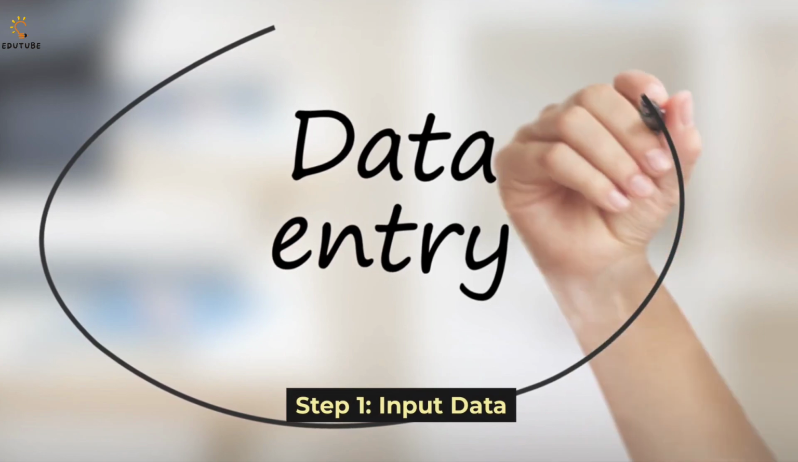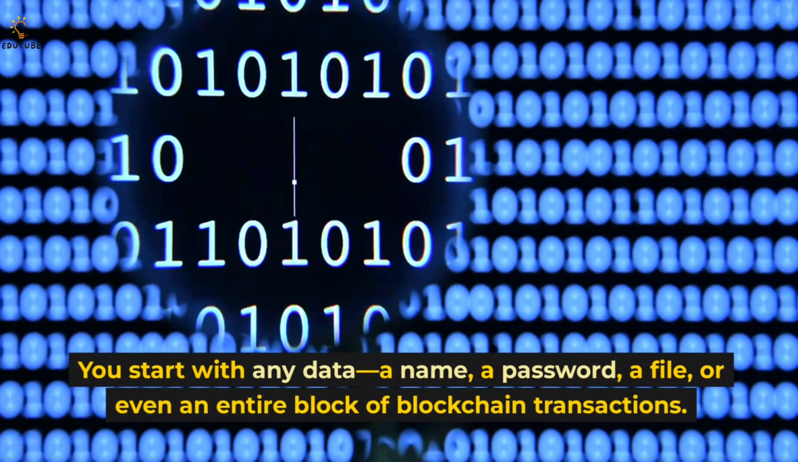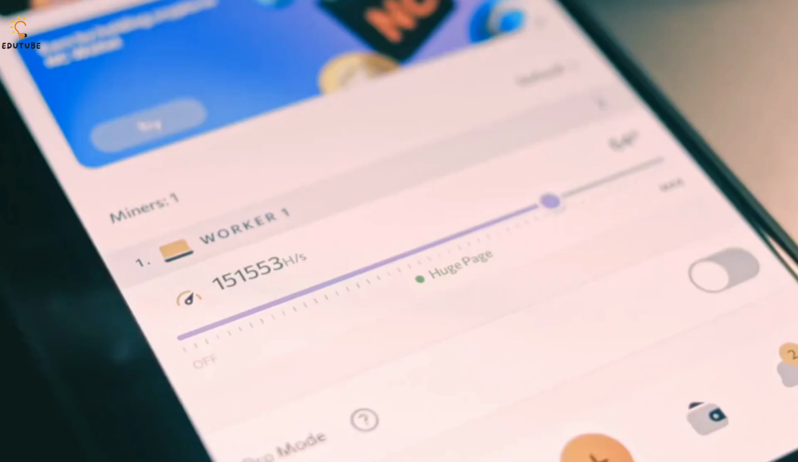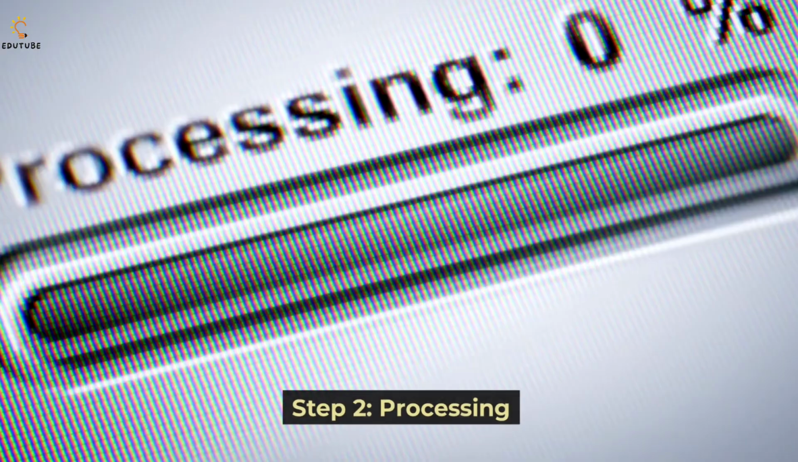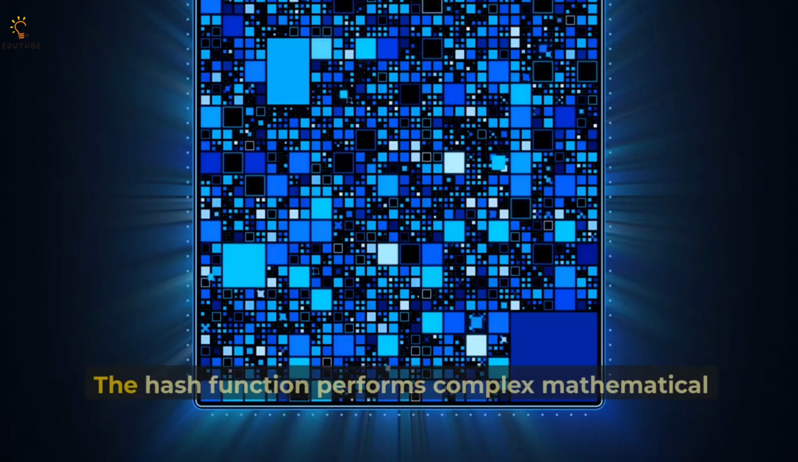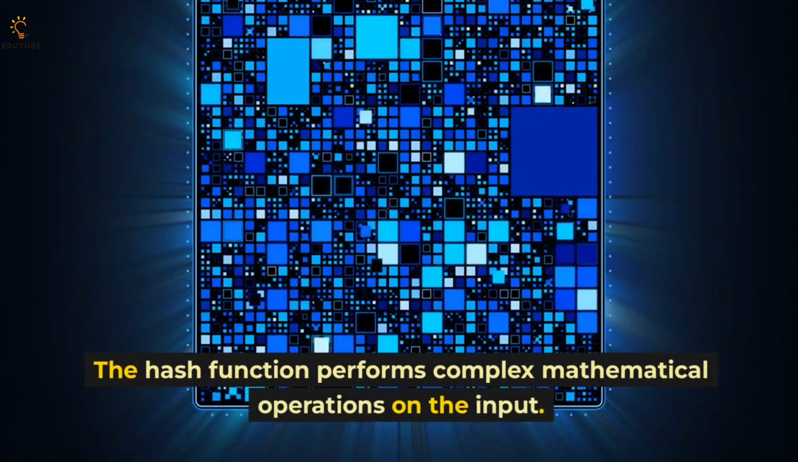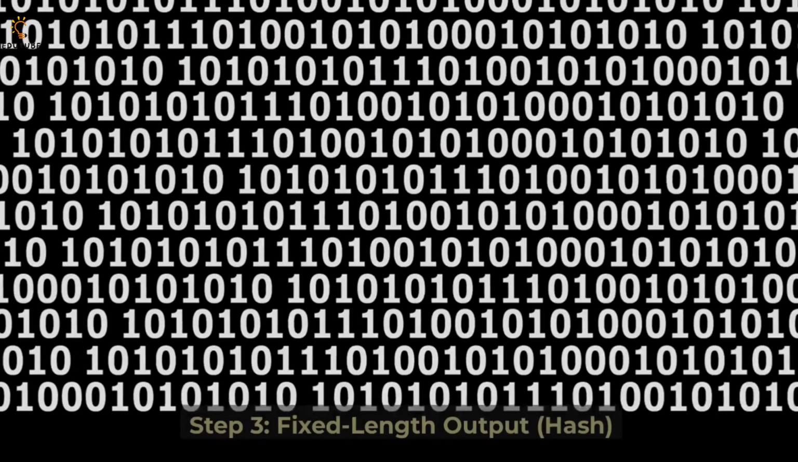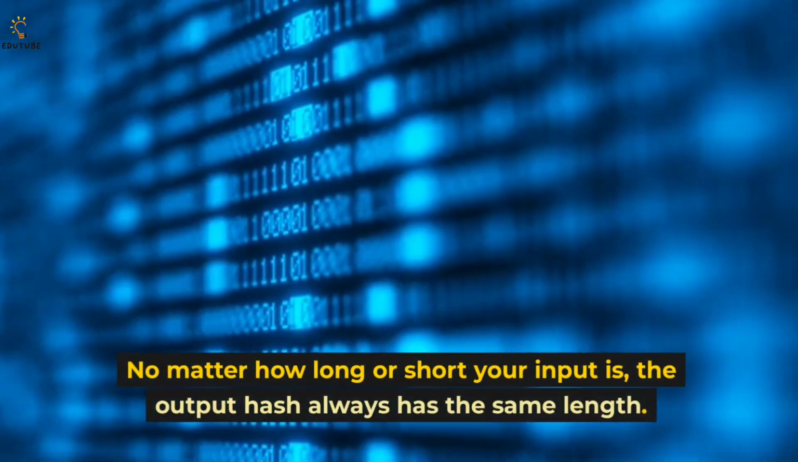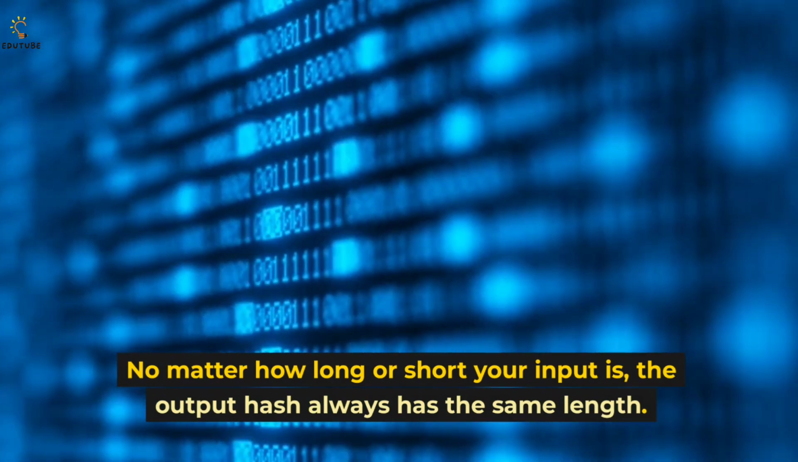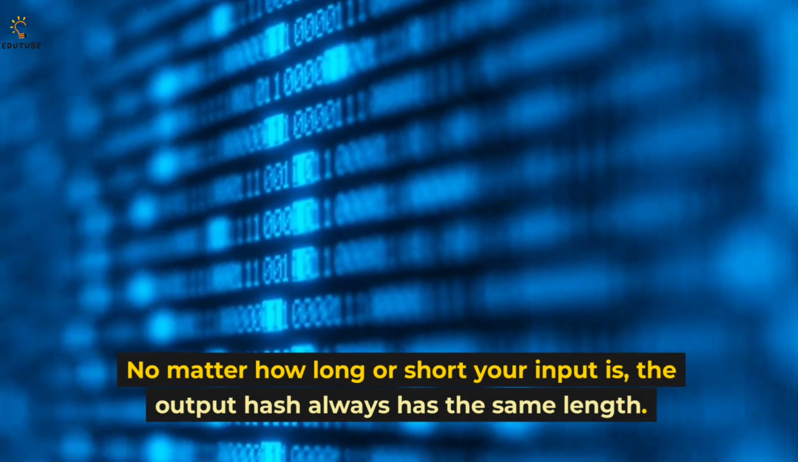Step 1. Input data. You start with any data, a name, a password, a file, or even an entire block of blockchain transactions. Example, let's say you input the word hello into a hash function. Step 2. Processing. The hash function performs complex mathematical operations on the input. Step 3. Fixed-length output, the hash. No matter how long or short your input is, the output hash always has the same length.